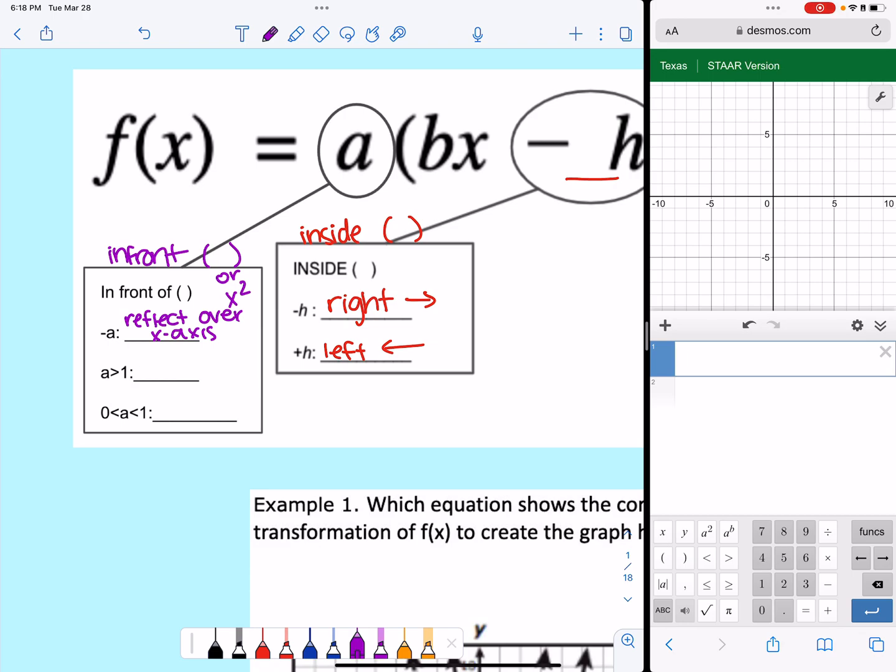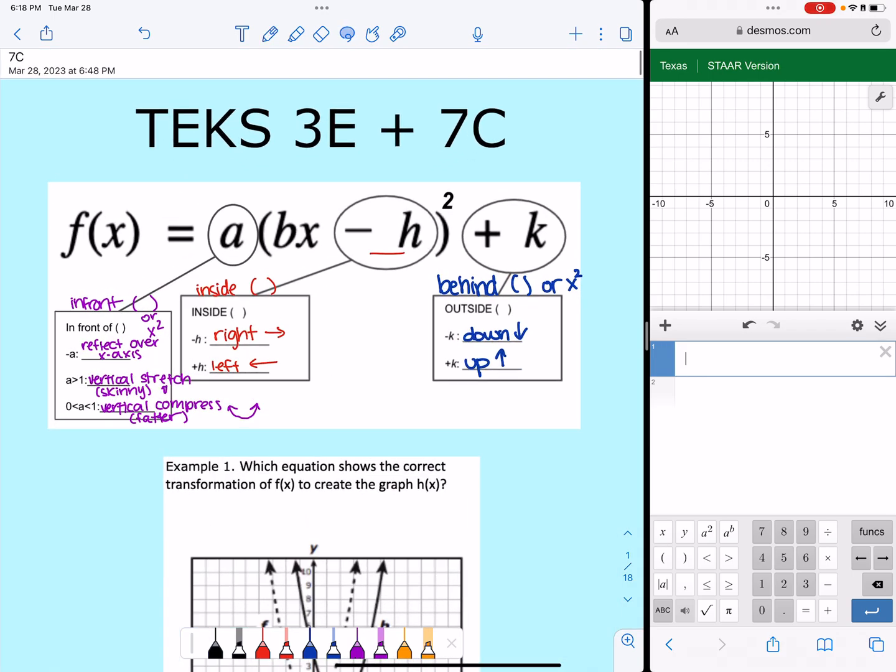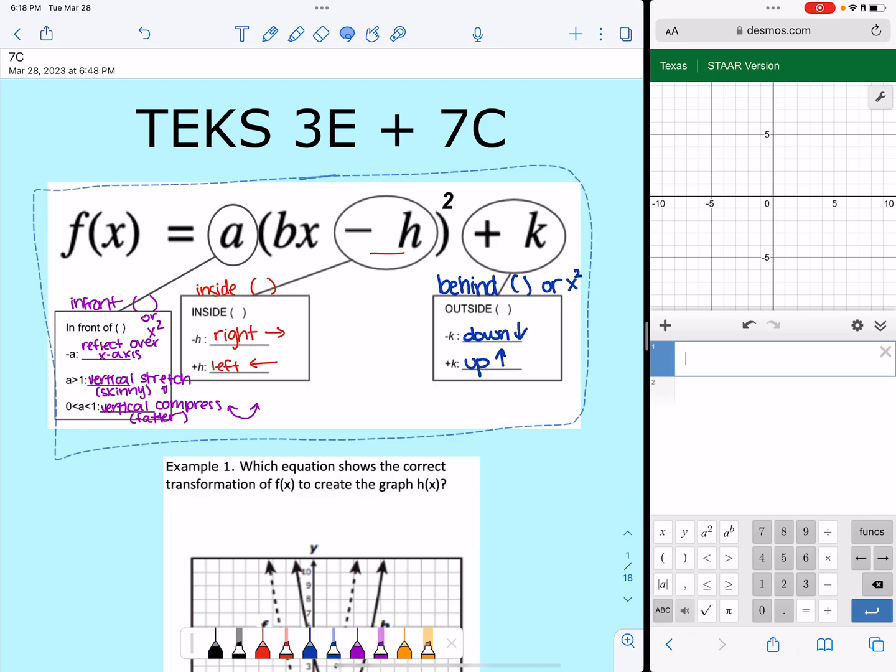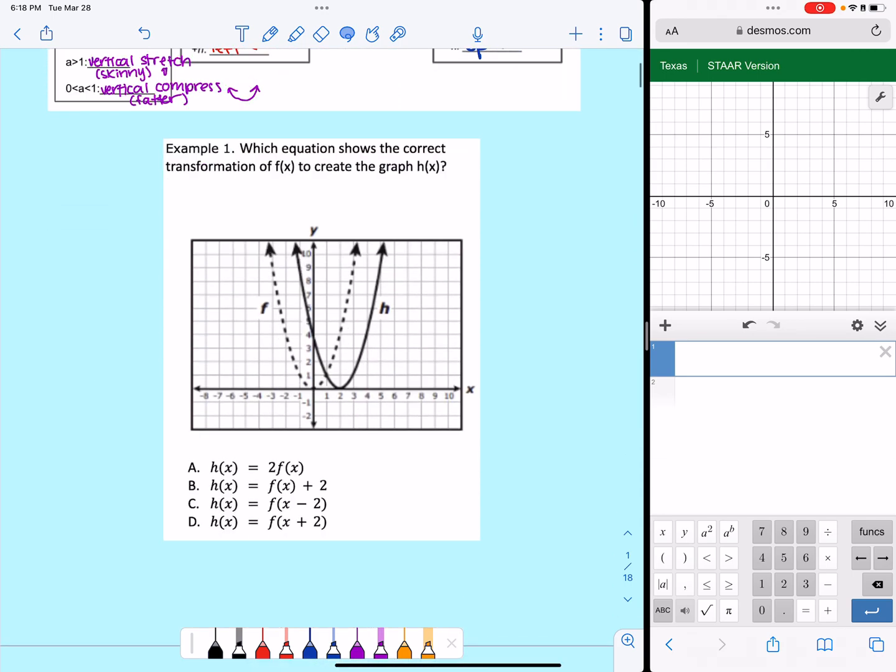When a is bigger than 1, it's going to be a vertical stretch, which means it's going to get skinny. And it's going to look something like this, real skinny. Then when it's less than 1, it's going to be a vertical compress. Means it's going to get fatter. And it's going to look something like this. Okay? So we're going to use this throughout the lesson, and you might want to use this for your notes when you're doing the questions.